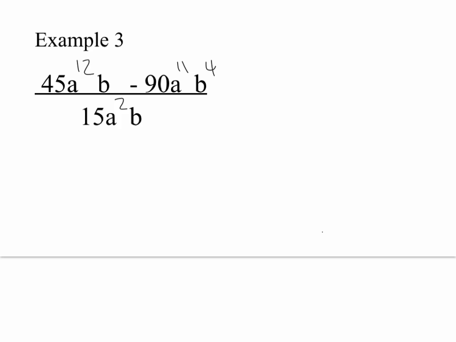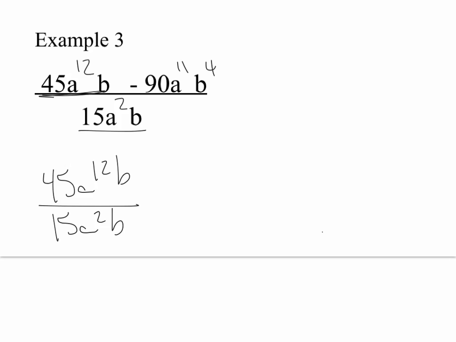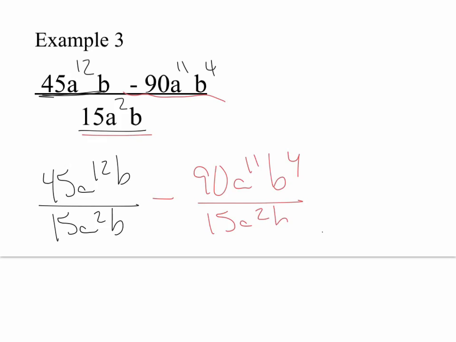So example 3 is a little bit different just because you have two variables here. So we'll start the same way. Step 1 is to separate. So the first term is 45a to the 12th b divided by the bottom term, 15a squared b. And then the second term we have a minus, and 90a to the 11th b to the 4th divided by the bottom term again, which is 15a squared b.